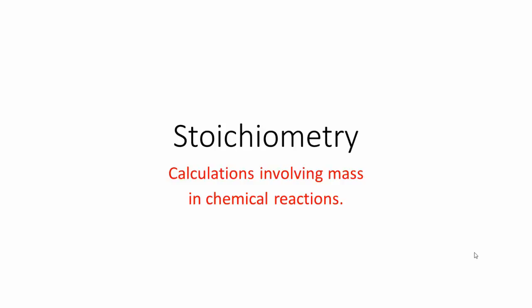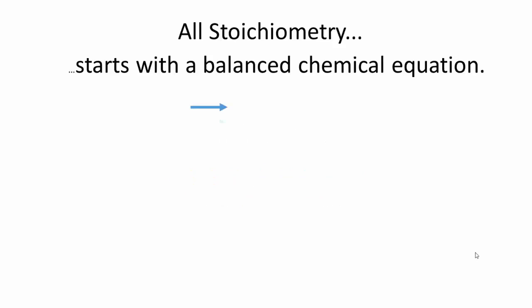So here we go. Remember from our last video that all stoichiometry starts with a balanced chemical equation. This is the equation for the formation of rust from iron and oxygen. You'll notice, however, that it's not balanced. On the product side, I have 3 oxygen, and on the reactant side, I only have 2.